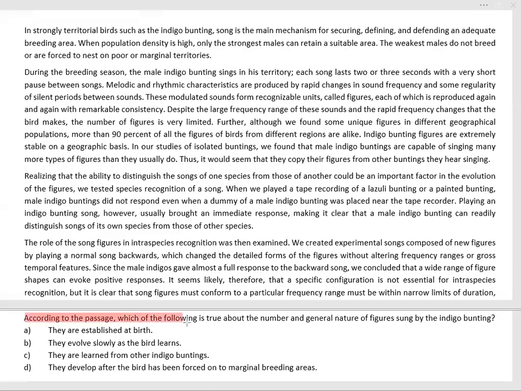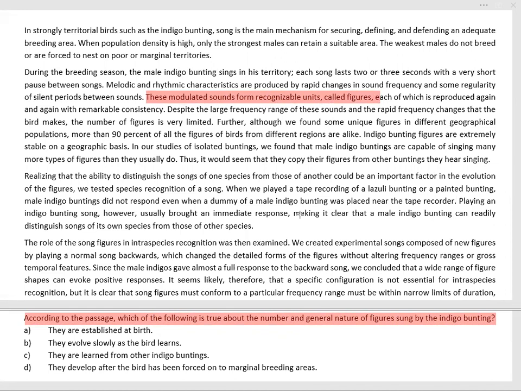According to the passage, which of the following is true about the number and general nature of figures sung by the Indigo Bunting? The figures here refer to units of the songs sung by the Indigo Bunting, the bird. So let's not get confused with that. We see that here. These modulated sounds form recognizable units called figures.